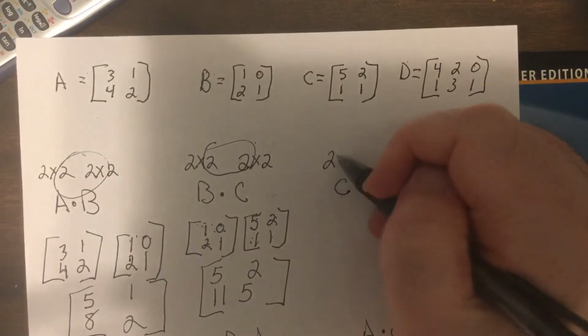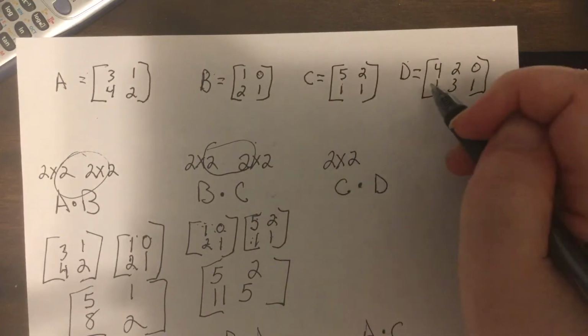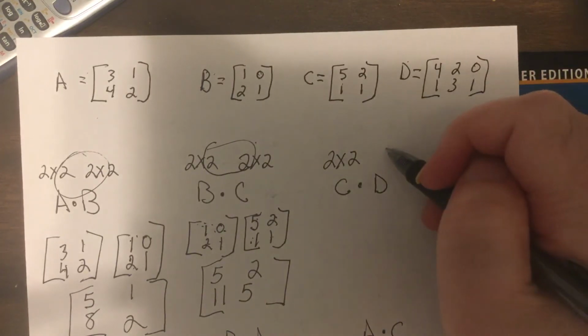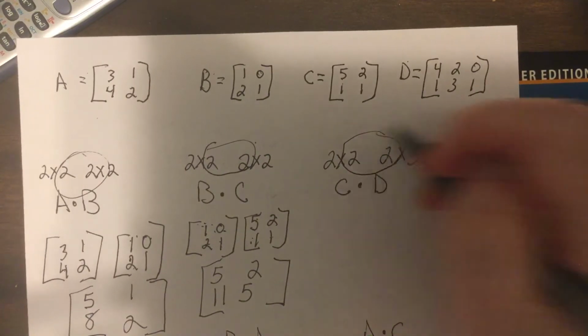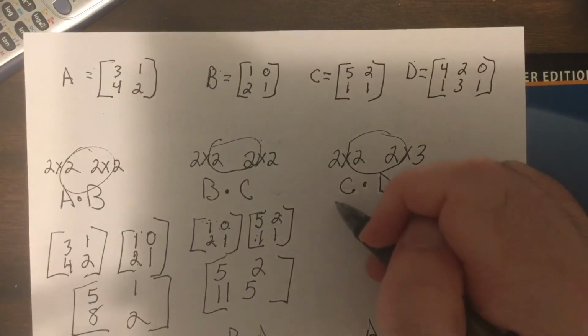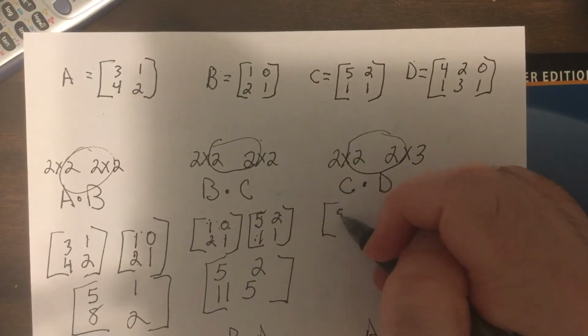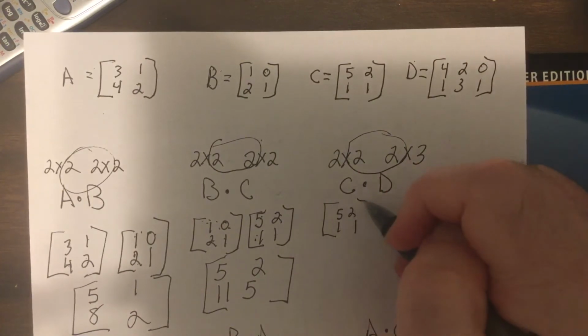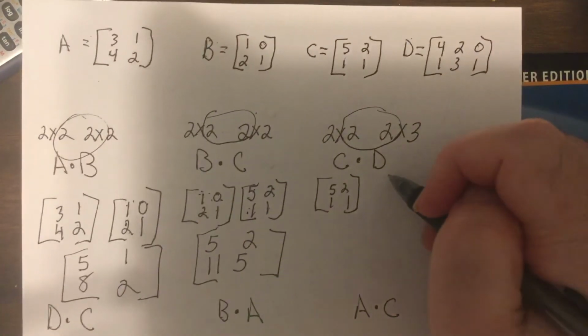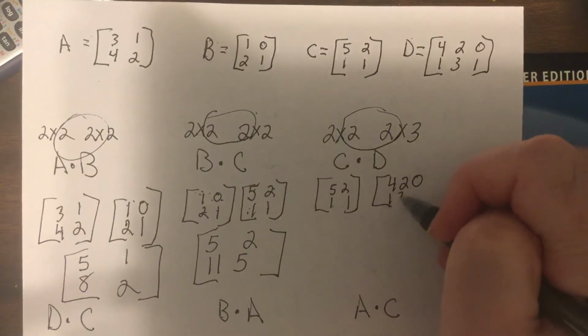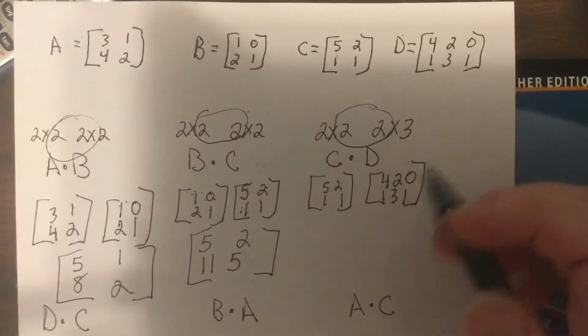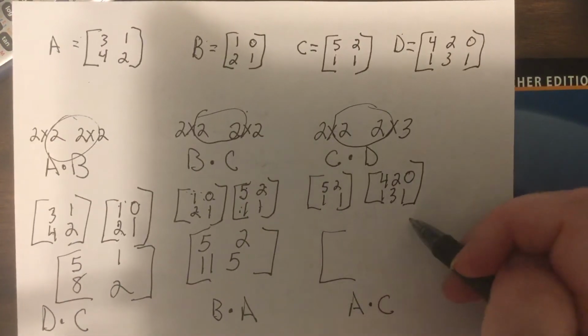Let's do C and D. Now C is a 2 by 2. D is a 2 by 3. So the middle are the same, so we're okay. So C is 5, 2, 1, 1. And D is 4, 2, 0, 1, 3, 1.